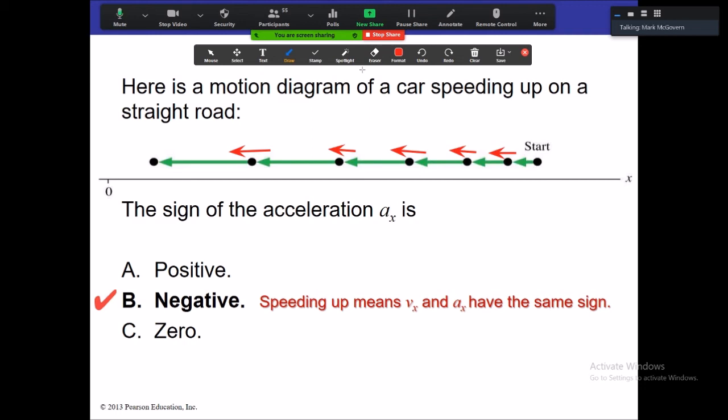All right, so let me just say it one last time. The car is speeding up. That does not mean its acceleration is positive. The acceleration is whatever sign the vector points. If the vector happens to point to the left, then it's negative. So you can have a car speeding up with a positive acceleration, and you can have a car speeding up with a negative acceleration. It all matters what the velocity is.